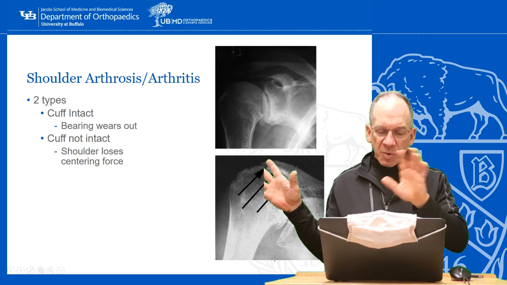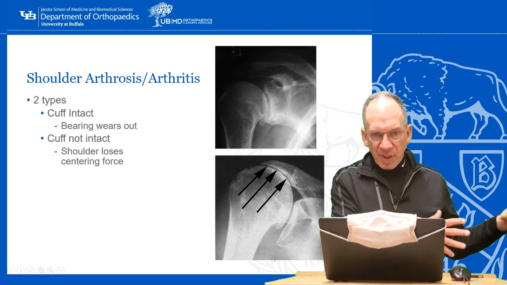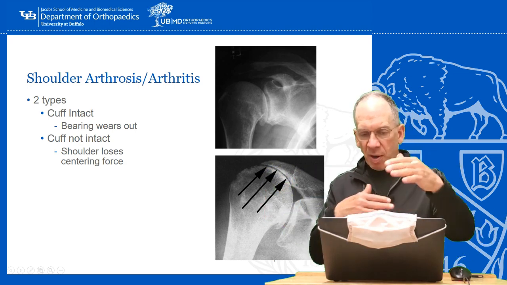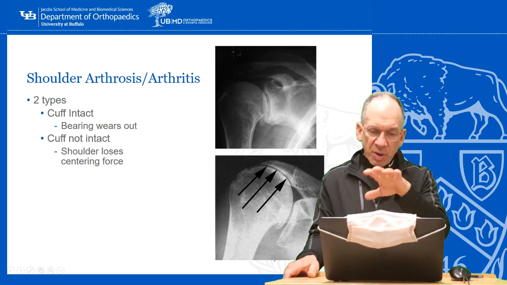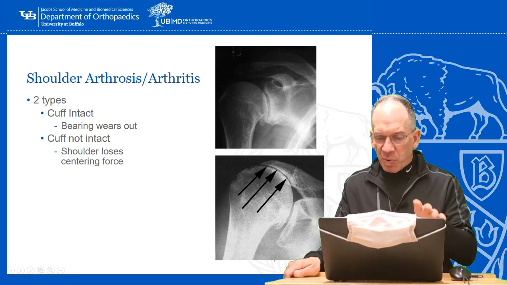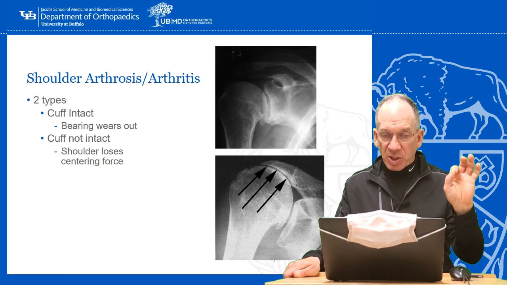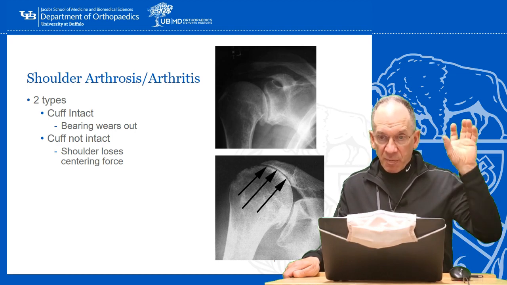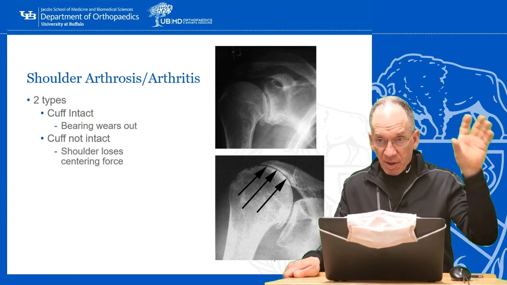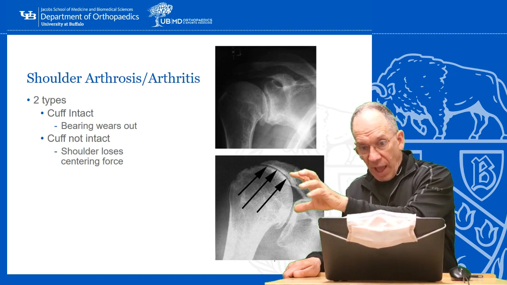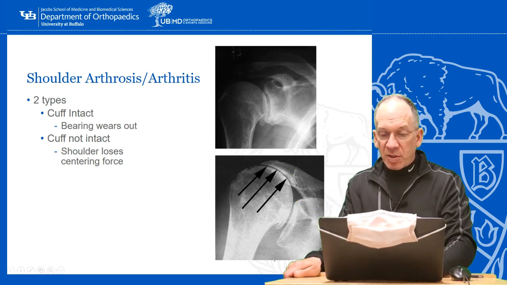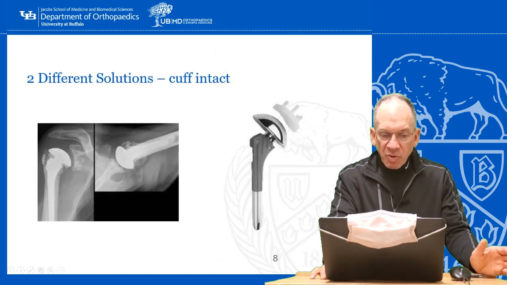And again, we're not talking about the concept of inflammatory versus degenerative arthritis, because you can actually have components of both in these. This is just for the purpose of talking about the function of the cuff, and whether you have arthritis with the cuff intact or the joint wearing out with the cuff not intact. So the top one is primary glenohumeral arthrosis, and the bottom one is a rotator cuff arthropathy. So they have different answers.